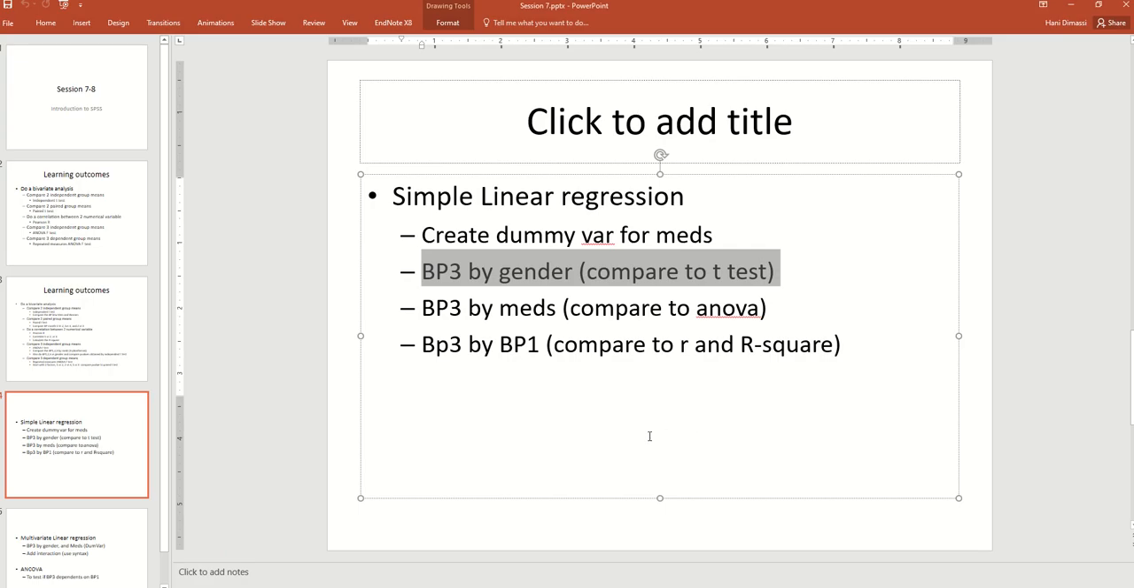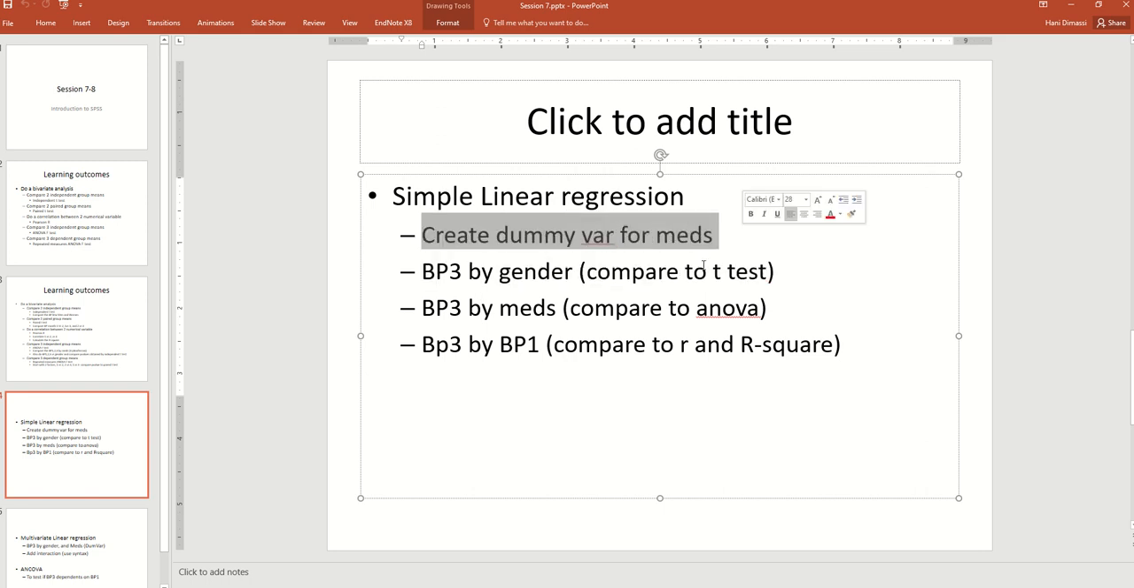All right. So we did include the gender and we compared the results to the t-test. We did do the dummy variables for med. We did throw in the dummy variables for meds and compared it to ANOVA. And we did talk about the R and the R square. Okay, I think we're done.